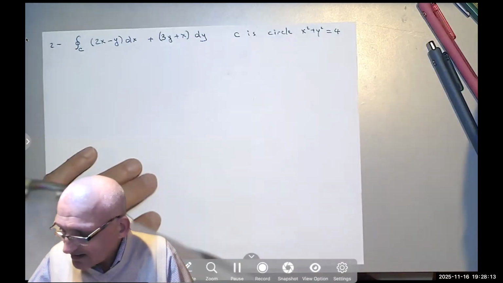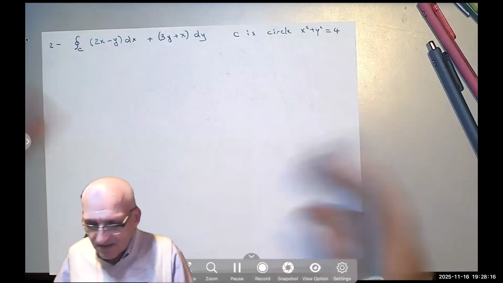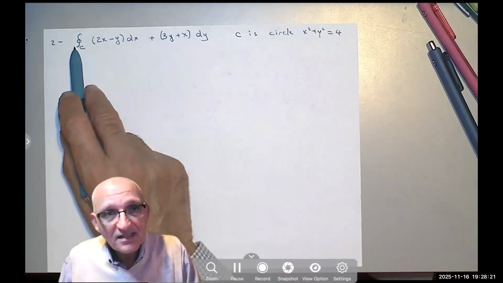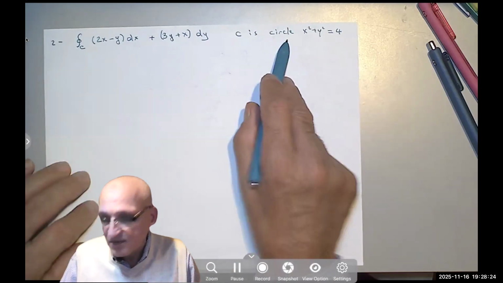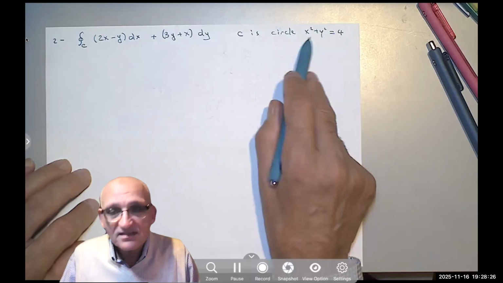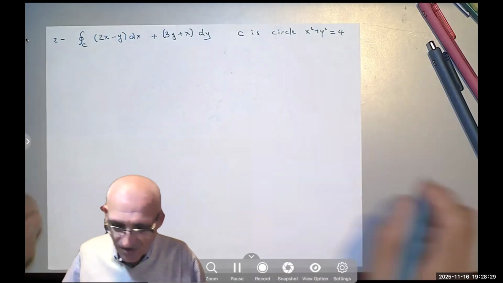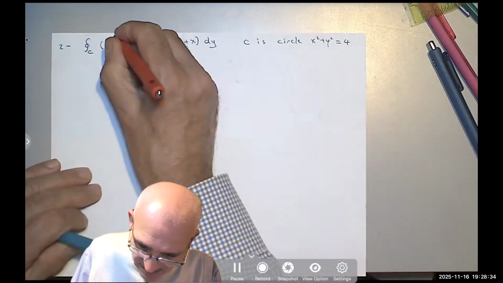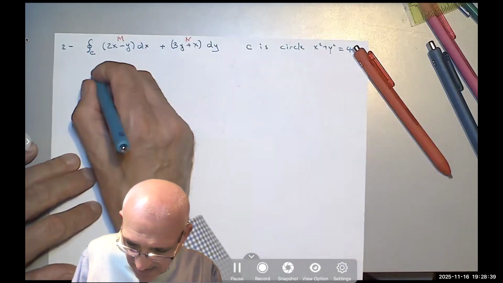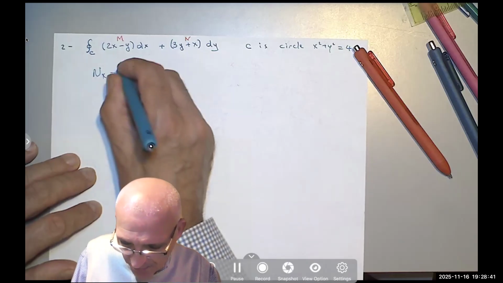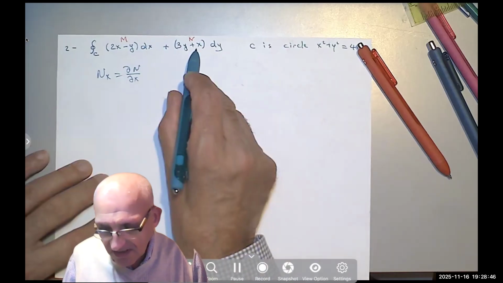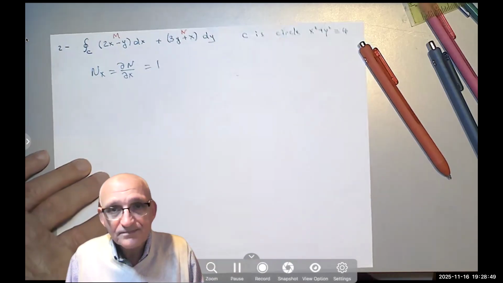When we move to the second equation, similar, but now we are going to do the line integral. We want to evaluate the line integral over a circle of radius 2, centered at the origin because it's x squared plus y squared. So like before, we are going to call this guy m, this guy n, and we can say nx, which is partial n partial x. That's the meaning. When you take the derivative with respect to x, you get 1. So easy.